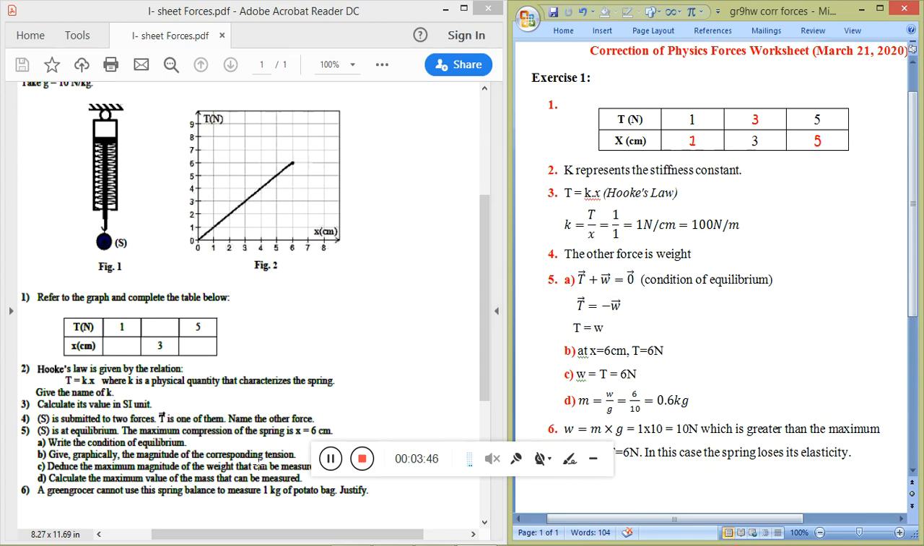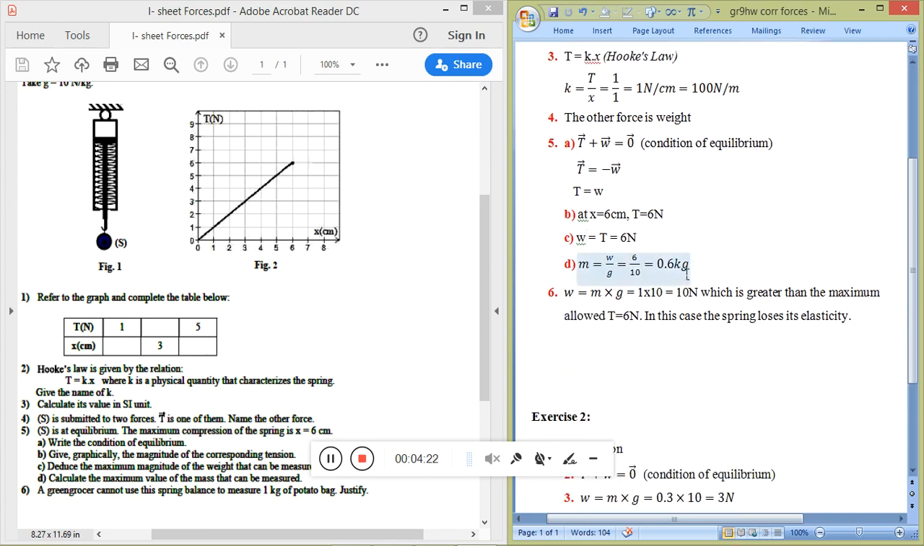Give graphically the magnitude of the corresponding tension. When the compression is 6, graphically the tension is also 6 newtons. Part C, deduce the maximum magnitude of the weight. So now we have the tension. The weight is equal to tension as the magnitude relation. So weight is also equal to 6 newtons. Calculate the maximum value of the mass. So now we have the weight. To calculate the mass, we say that mass equals weight over gravity, or weight equals mass times gravity. We calculate now the mass as 0.6 kilograms.